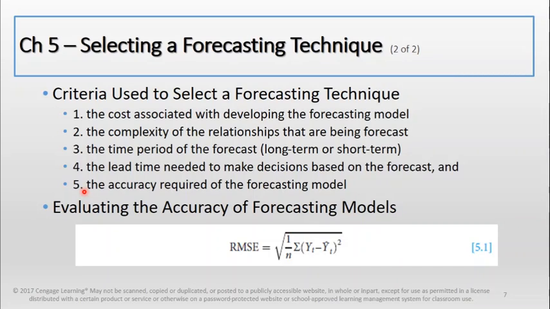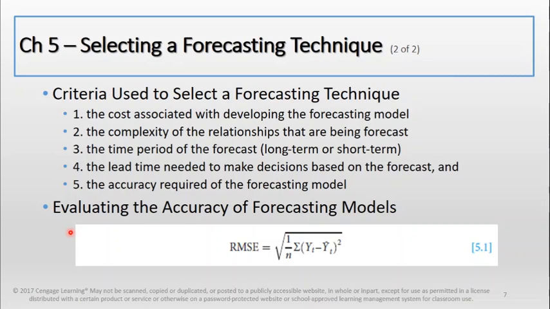Next is evaluating the accuracy of forecasting models. So in determining the accuracy or reliability of a forecasting model, one is concerned with the magnitude of differences between the observed or the actual and the forecasted values. So various measures of model accuracy are of course available.